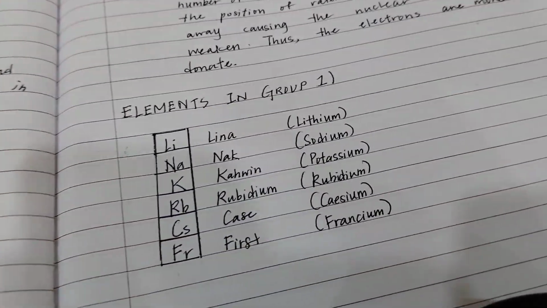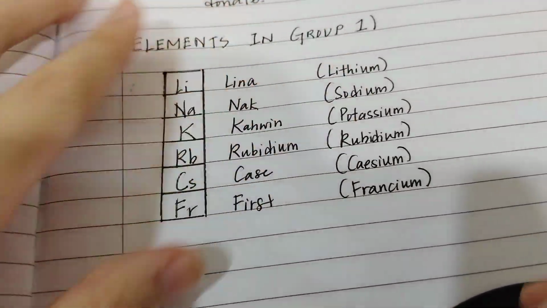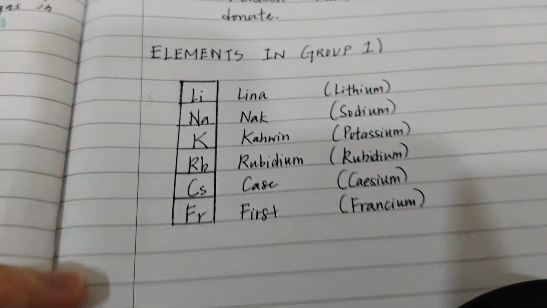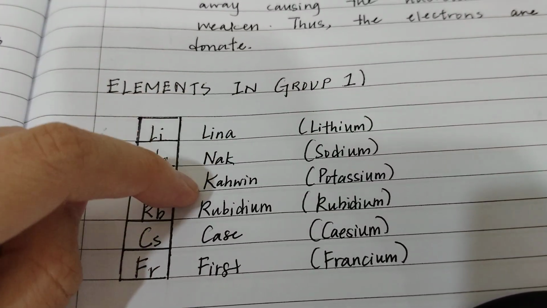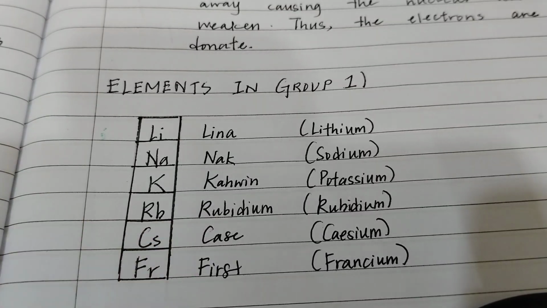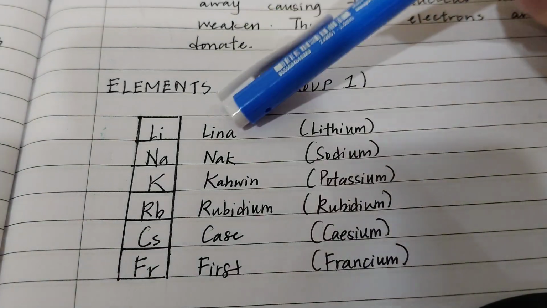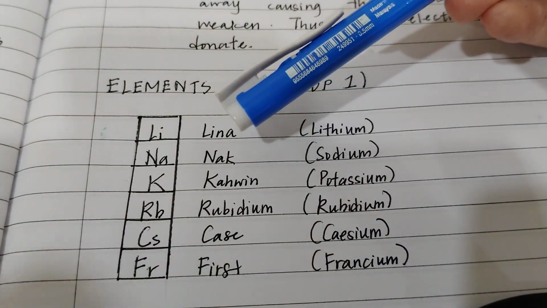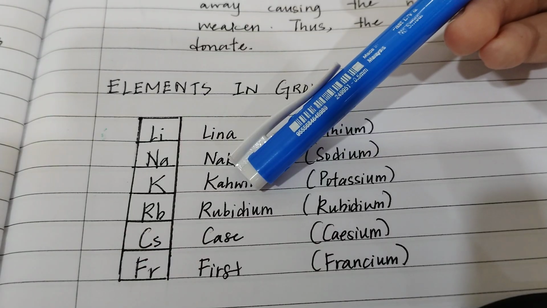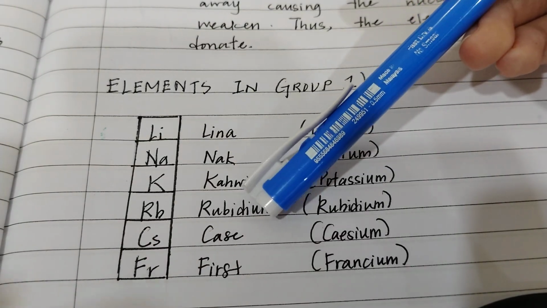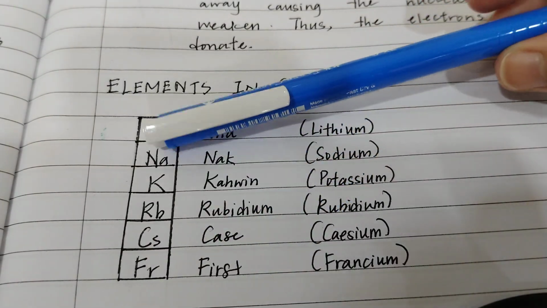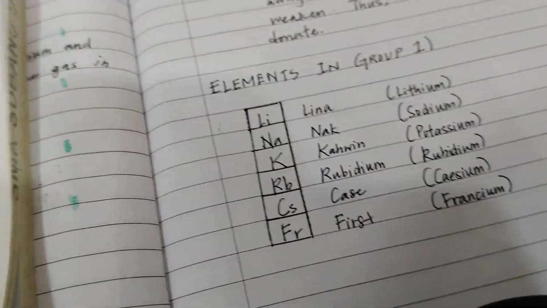So let's try and finish this as soon as possible. So far, I've written down the elements in group 1, and this is how I'm memorizing them. Lina nak kawin, rubidium case first. Makes no sense. Lina, this is in Bahasa Melayu, wants to marry you, but you must give her a rubidium case first. Cool? Okay, amazing.